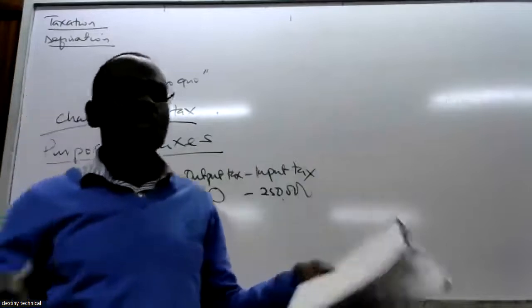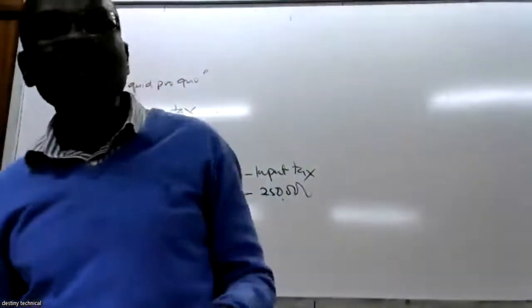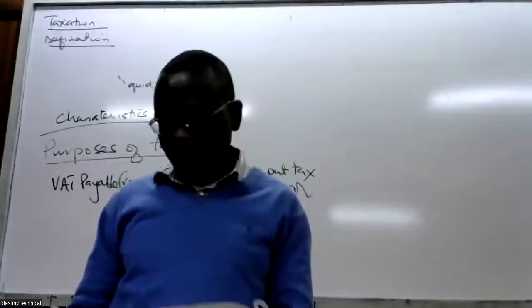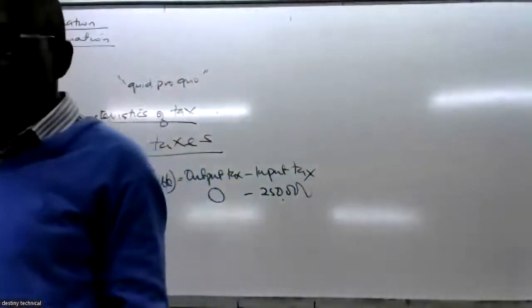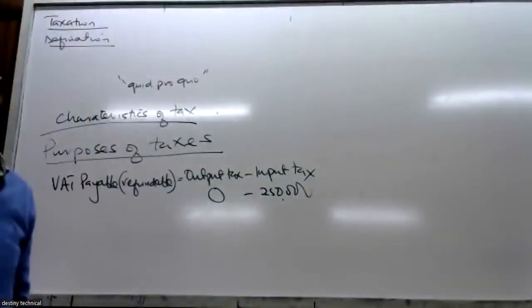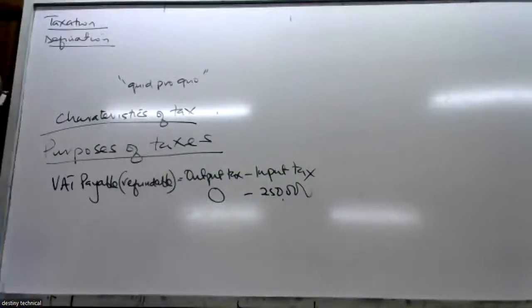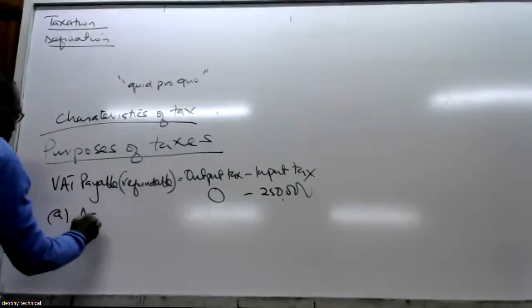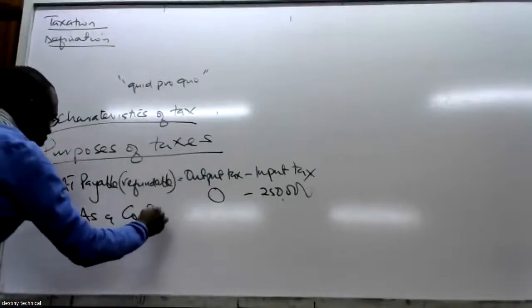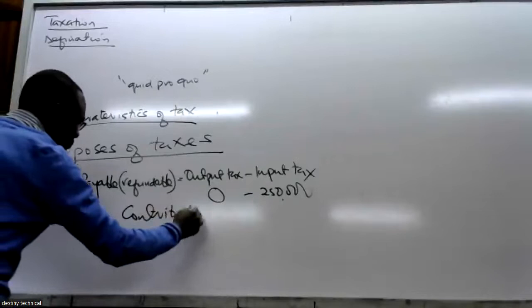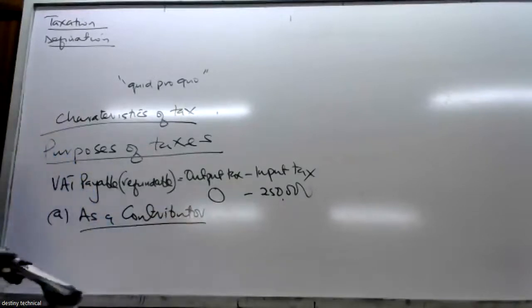Number 5, to encourage savings for retirement. So there are 2 ways. The first way, A, you say as a contributor.